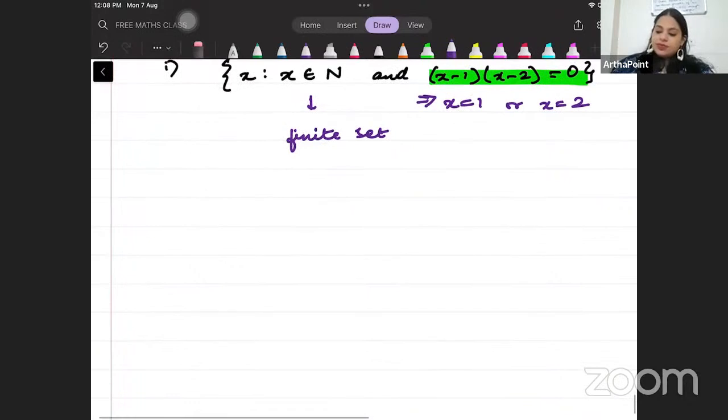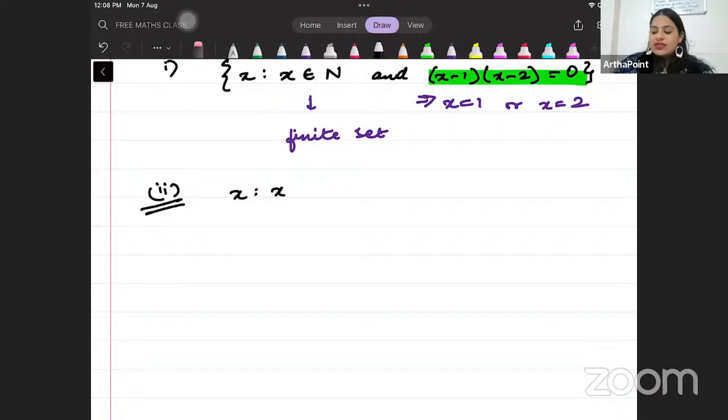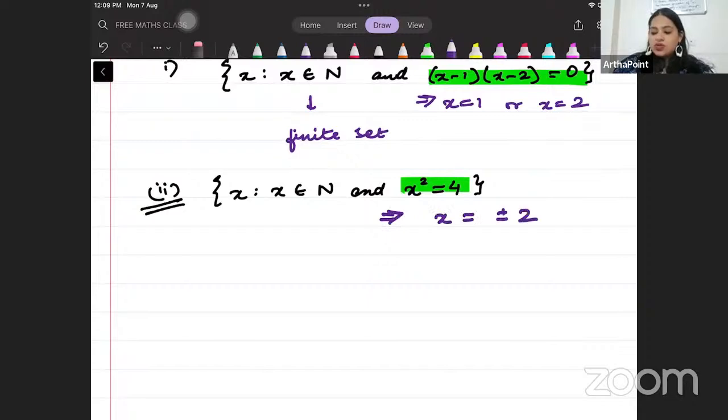अच्छा, take the next example. Second example. We are saying x is such that x belongs to natural number and x square is equal to 4. But clearly this is also a finite set. Because if x square is 4, this implies that x can either be plus 2 or minus 2. Minus 2 cannot be included. Integer include नहीं करना है. सिर्फ natural number include करना है. So I will not take minus 2, only plus 2. But this is automatically a finite set. So my set will be only including 2. Clear हो गया?